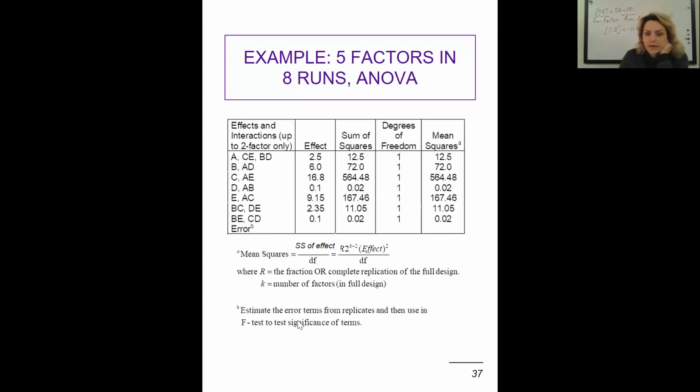Error, we can estimate the error terms from replicates. And then we would say mean square of each of them divided by the mean square of error. To find F observed, we would compare it with the F from the table. And then we're going to find out which terms are significant, which terms are not. What you can do here is plot the normal probability plot as well. But just be cautious, you just have 8 points. You have 8 runs.